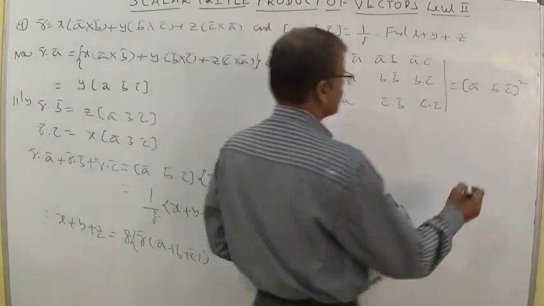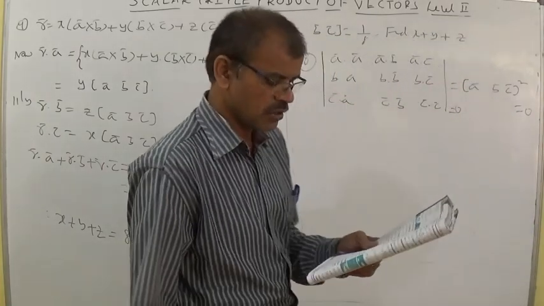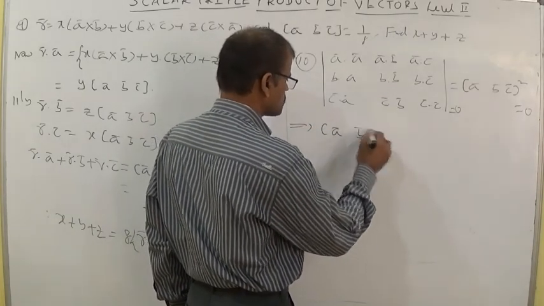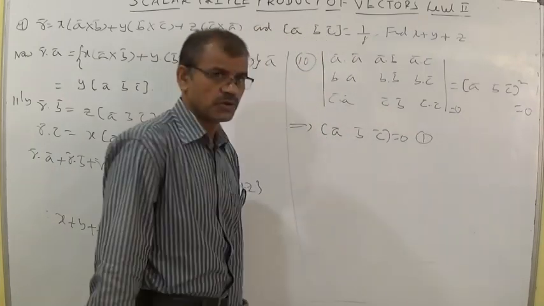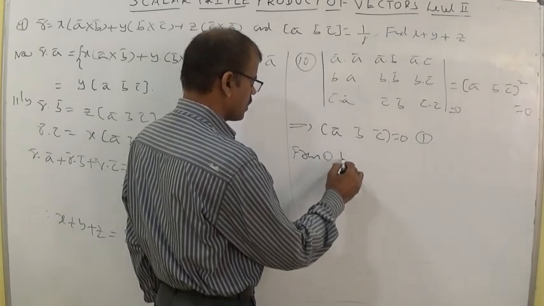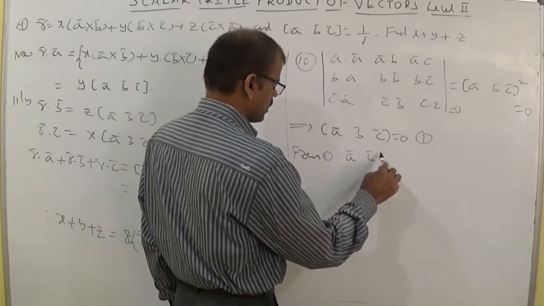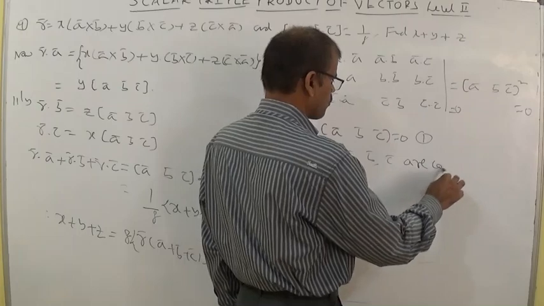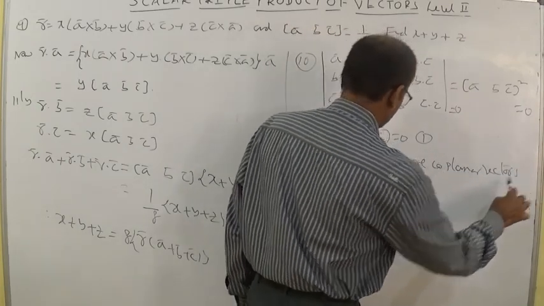It is given equal to 0. That implies box ABC whole square value is also equal to 0. That implies whenever box ABC whole square is equal to 0, you can write box ABC equal to 0. Whenever box ABC equal to 0, from this we conclude that A bar, B bar, C bar are coplanar vectors.